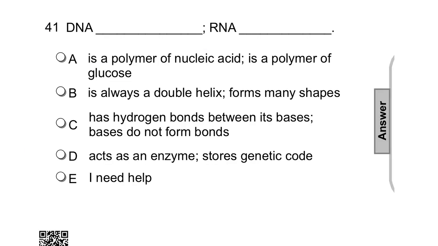Okay, for this one, DNA is a polymer of nucleic acids. RNA is also a polymer of nucleic acids, so that's wrong. DNA is always a double helix, true. And RNA forms many different kinds of shapes, but not double helix. Remember, the chain folds up on itself to form different shapes for RNA. So that's letter B.